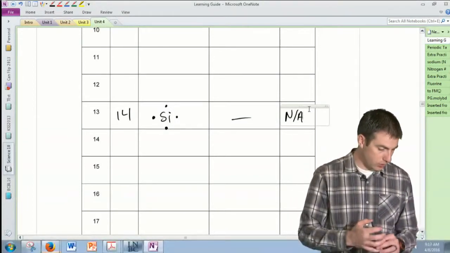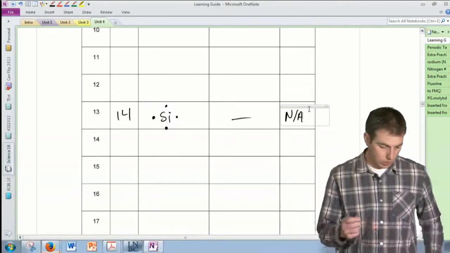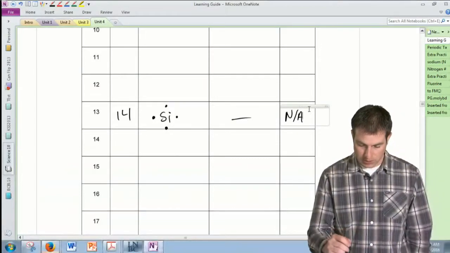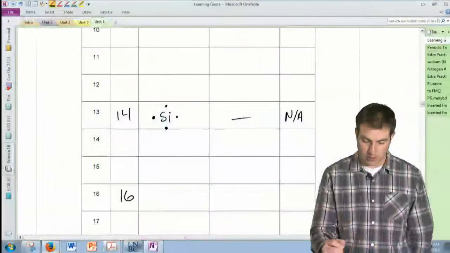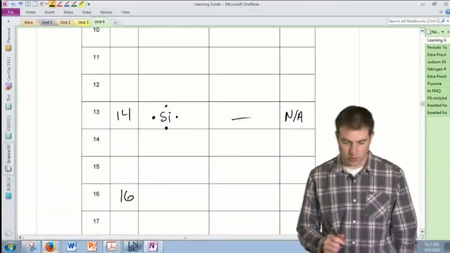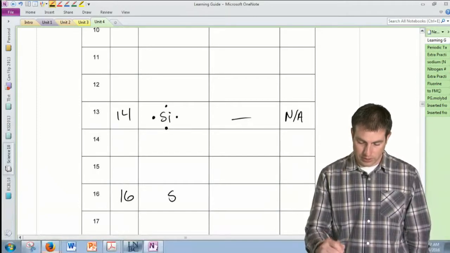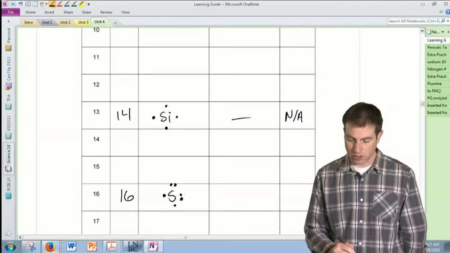Let's do a couple negative ones, and then I'll do question 13 on this page as well, because I know a few of you are having questions about that. Let's jump down to 16, which is sulfur. It happens to be 16, and it's in the 16th column, which is just a coincidence. I don't believe that was planned out. Sulfur is in the 16th column, so it'll have 1, 2, 3, 4, 5, 6 electrons in its outer shell.